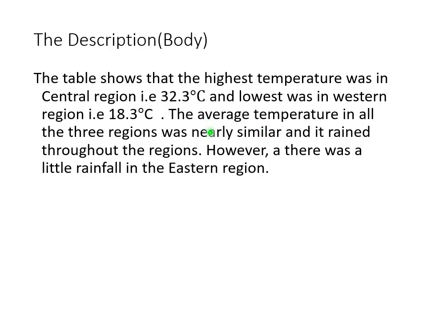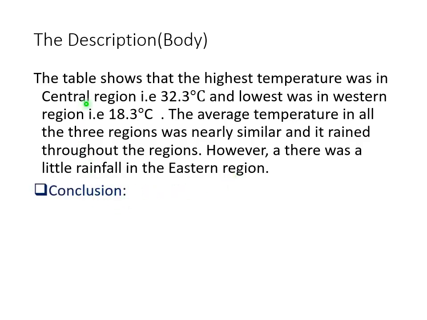That means the average temperature in all three regions was nearly similar. The temperatures were nearly similar, 29 to 32 degrees Celsius, so almost the same, and it rained throughout the region. That means all the regions got rainfall. However, there was a little rainfall in the eastern region.